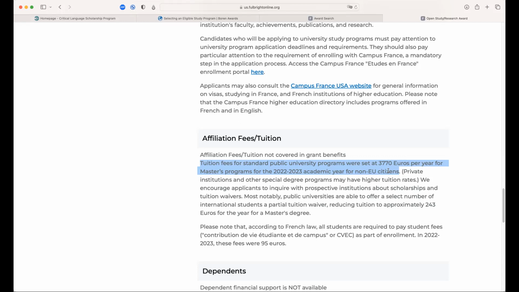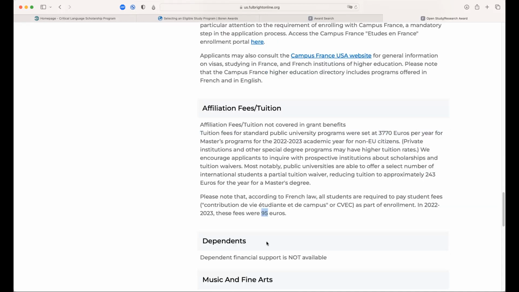Now, you'd want to talk with the exact institution, but I've never heard of a case of an American student studying through the Fulbright program and being charged more than nominal fees. And it's usually something like, oh, you were charged the gym fee, and 95 euros is around $100, which for an academic year is a nominal charge.